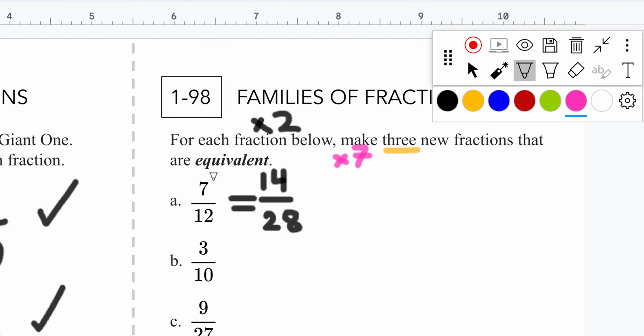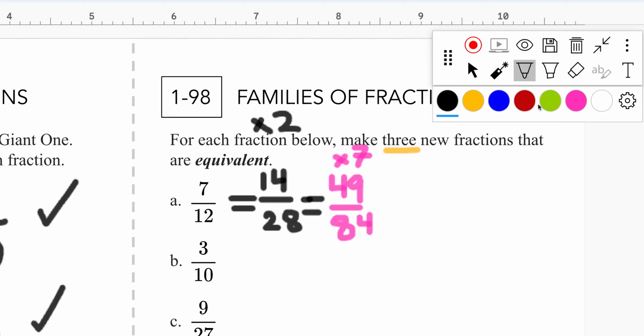What do you get if you multiply the numerator and denominator by 7? What do you get? So 7 times 7 is 49, and 12 times 7 is 84. So if you don't have that one down, write them down. It's another equivalent fraction.